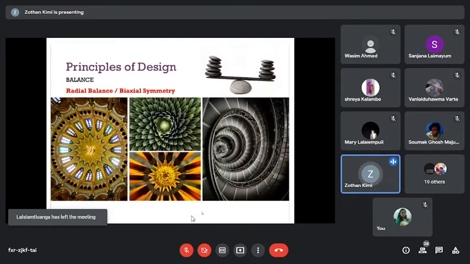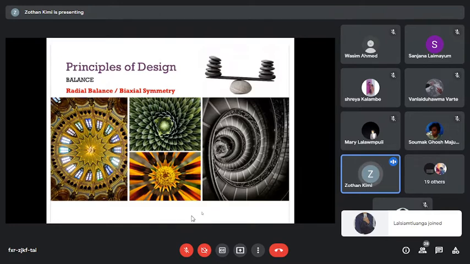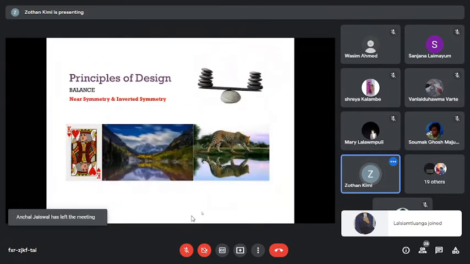So this is a radial balance. We see pictures of flowers and staircases, and even the first picture is a reflected ceiling plan of a dome. So even that has a radial balance, and it's very appealing to the eye. All these come under symmetrical balance, because you already know the example of symmetrical balance.